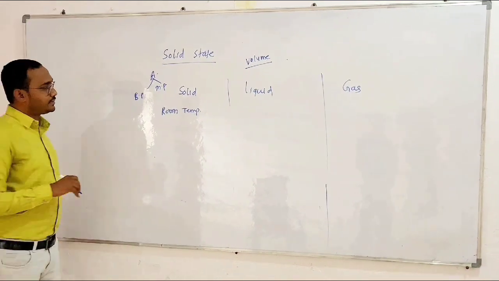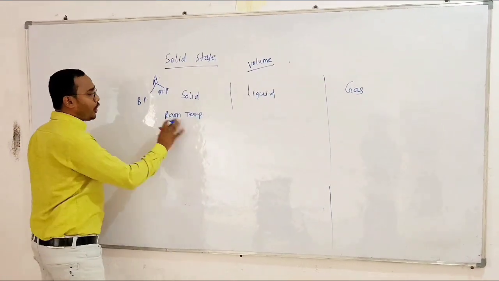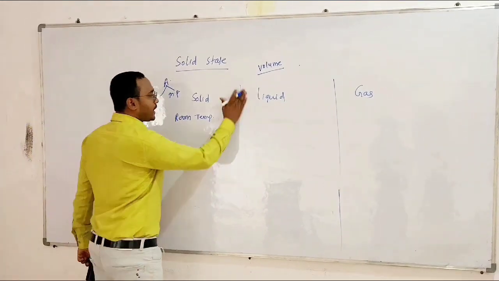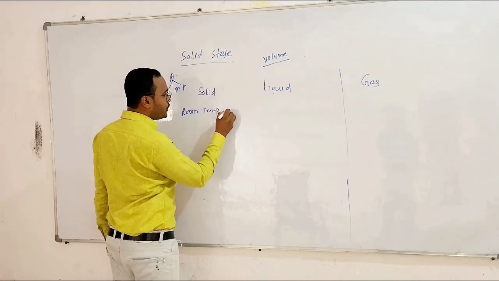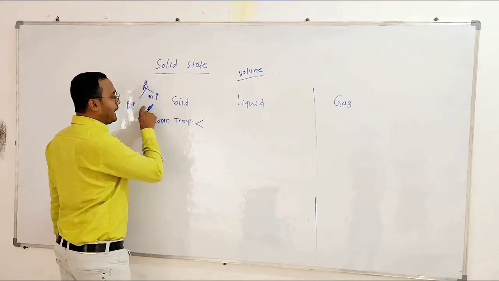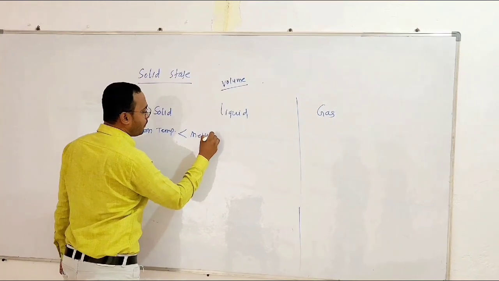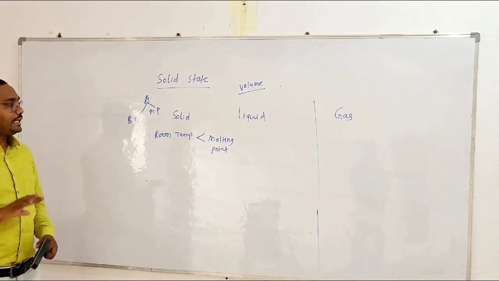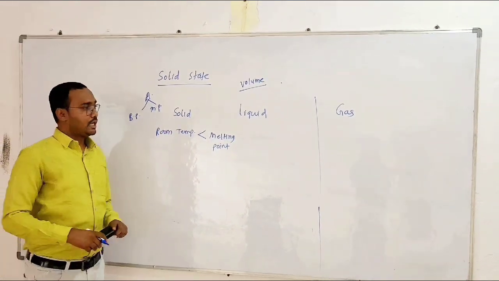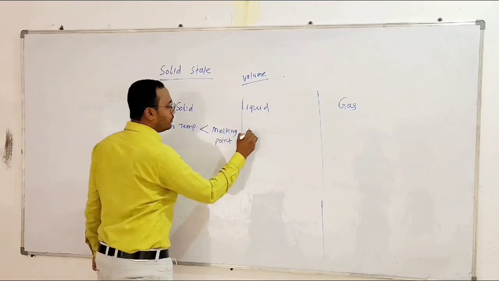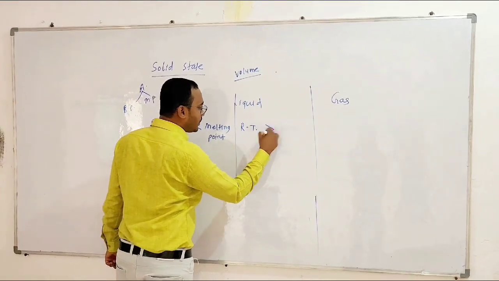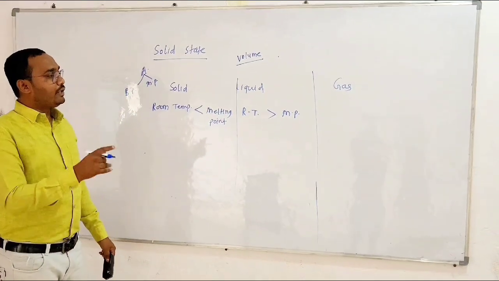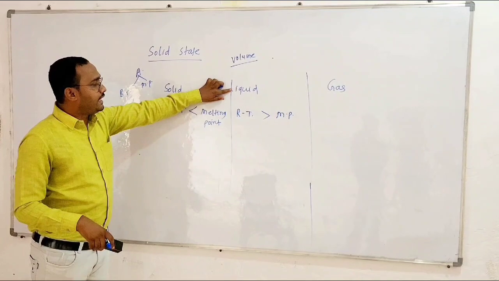Suppose we know the room temperature, and when we compare the room temperature with the melting point of A, then if we come to the conclusion that room temperature is less than melting point of the substance, then we can say that the matter is present in solid state. Then, if the room temperature is more than the melting point of the substance A, then we can say that the matter is present in liquid state.